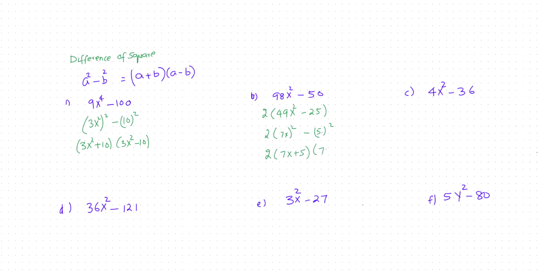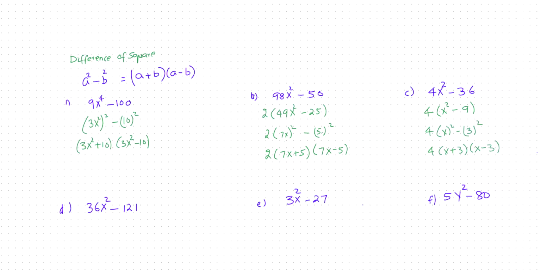Similarly here 4x² minus 36. We see what is common factor. We can divide both by 4. So take out 4 common. So we get x² minus 9. So now we can factor this bracket as difference of square. So x² minus 3 square. So we get 4, x plus 3 and x minus 3.